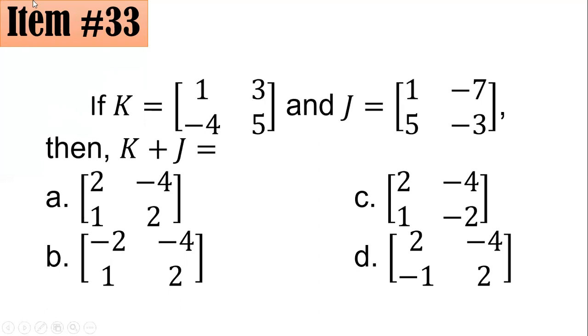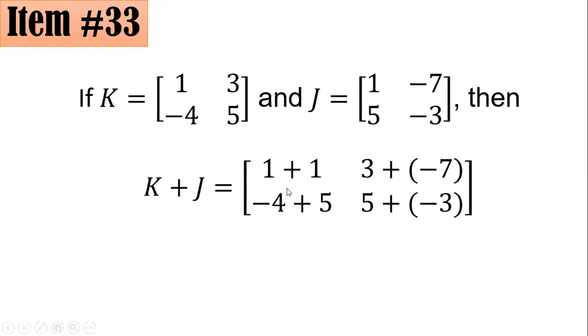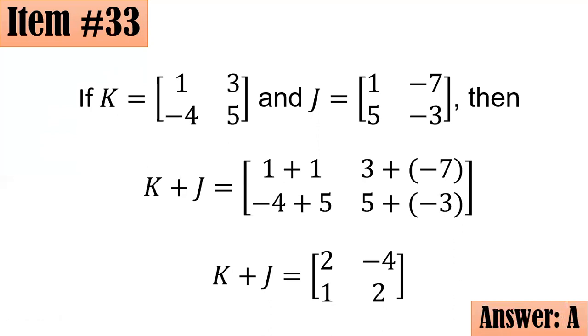This is also a 2 by 2 matrix. And to add them, we have to add the first element here with the corresponding element here, the 3 to the negative 7, negative 4 to 5, and 5 to negative 3. That's why the sum of these two matrices is this expression. And simplifying each would give us K plus J, which is 2, negative 4, 1, 2. Letter A is the answer here. All right. So far, so good.